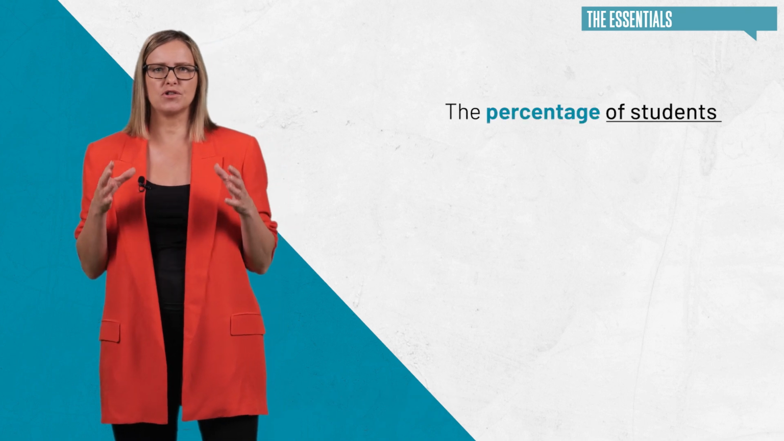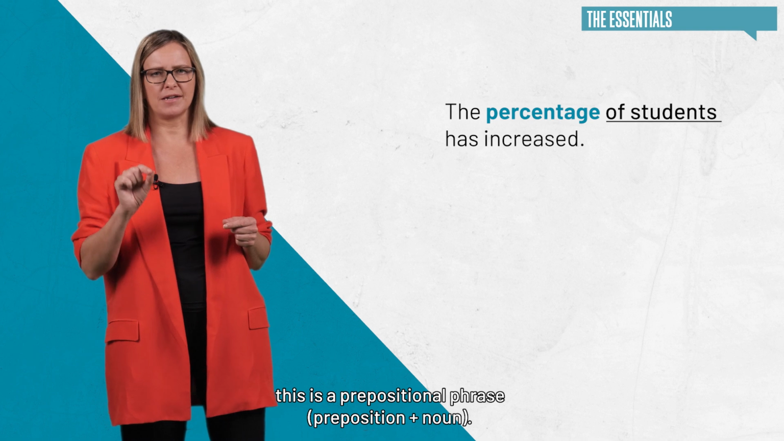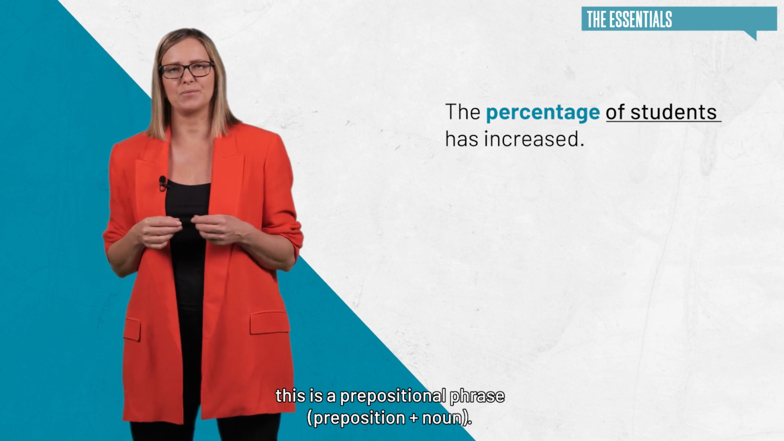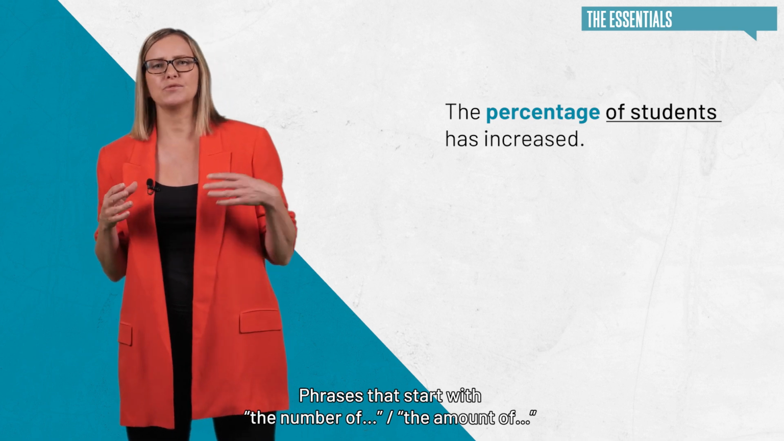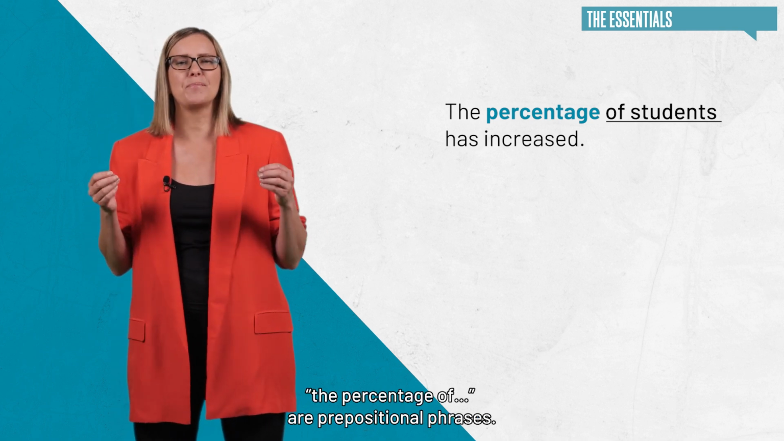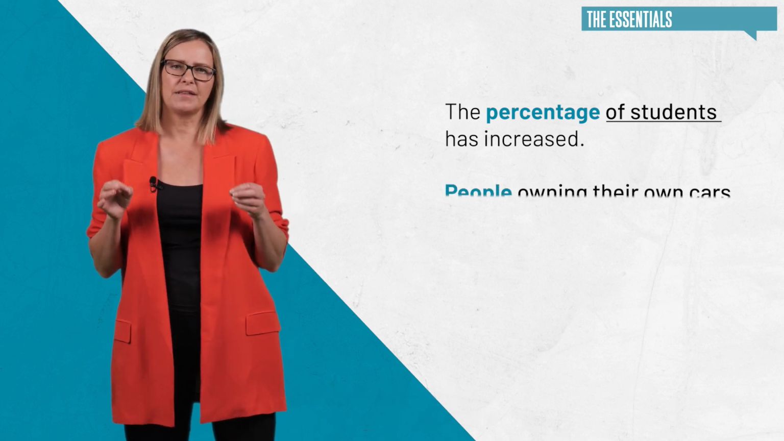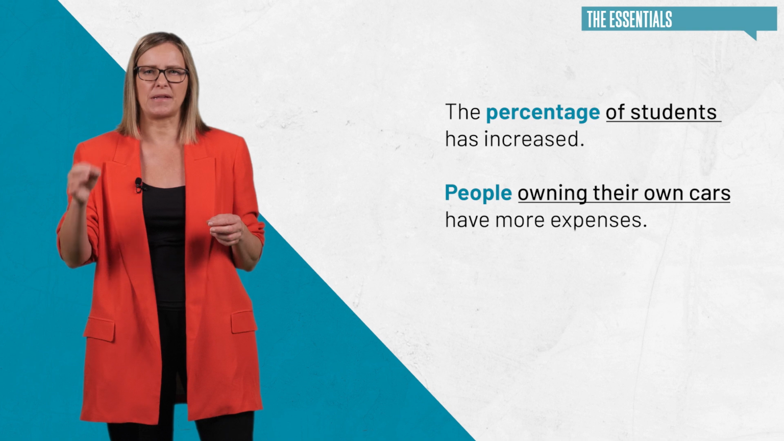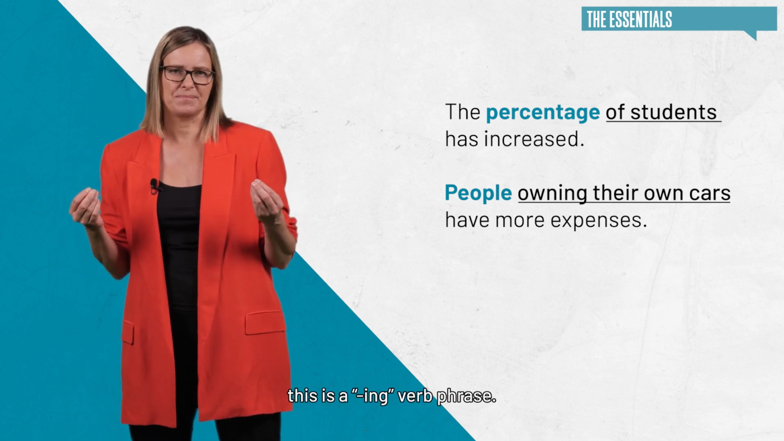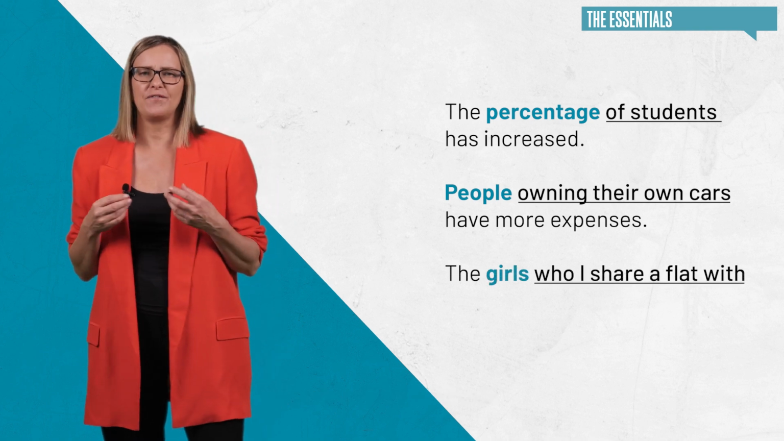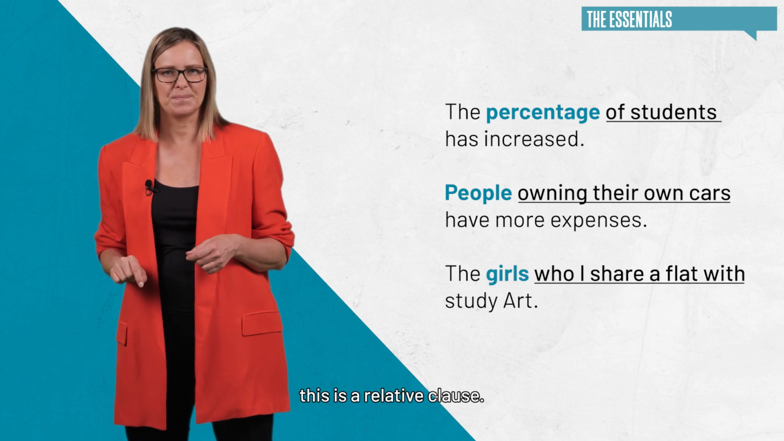The percentage of students has increased. This is a prepositional phrase, preposition plus noun. Phrases that start with the number of, the amount of, the percentage of are prepositional phrases. People owning their own cars have more expenses. This is an ing verb phrase. The girls who I share a flat with study art. This is a relative clause.